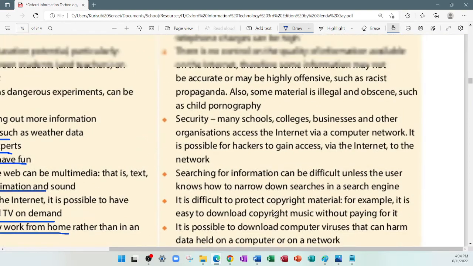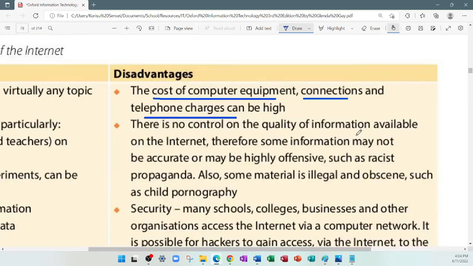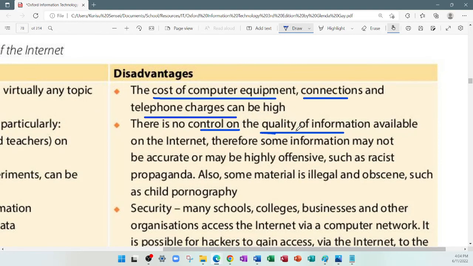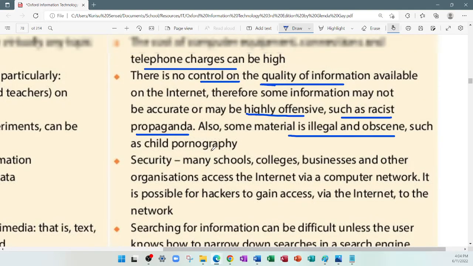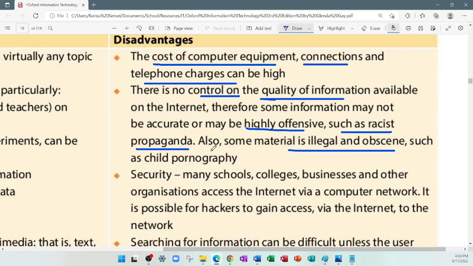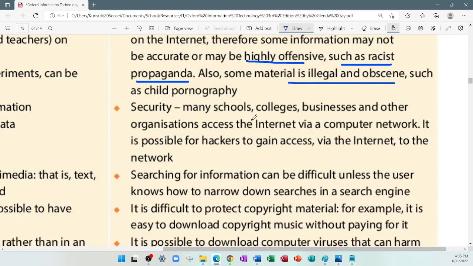But what are the disadvantages now? Well, obviously you need equipment and the connection, so you've got to pay for it. There is no control of the quality of information, so you don't know if it's good, you don't know if it's bad, you don't know if it's true, you don't know if it's false. Any person can put up any content on the internet, and you have no say as to if it's good or bad, or what to do about it. What can you do about it?